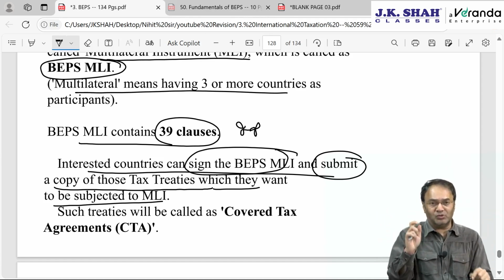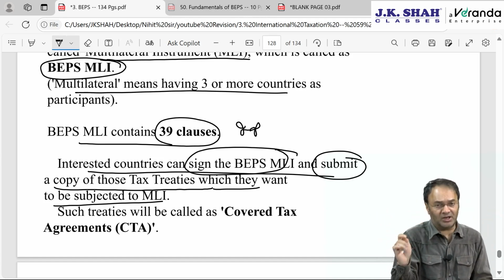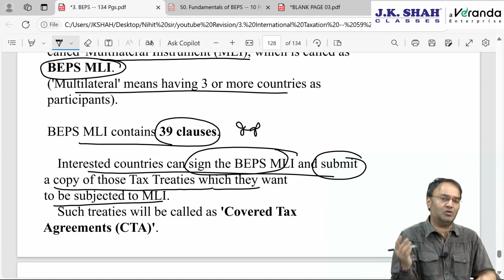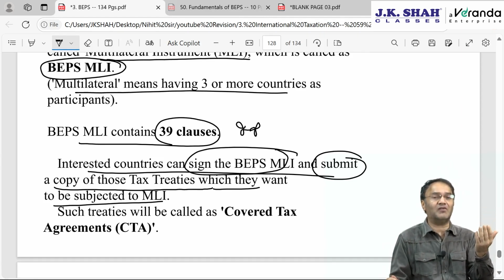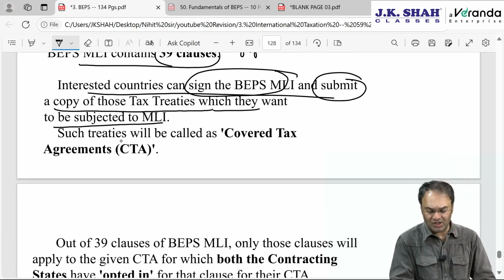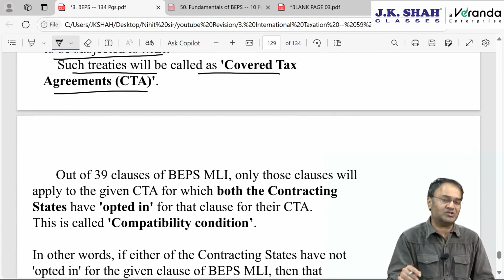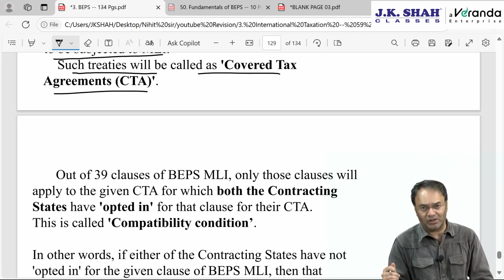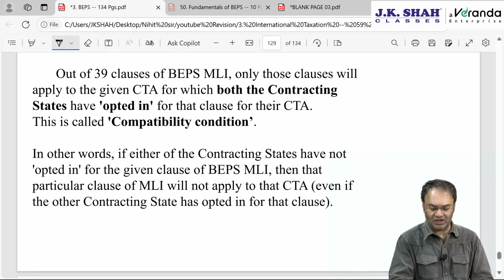So now every time you study any DTAA, you will have to study not only the DTAA, you will have to study the relevant clauses of MLI also. Okay, still all these things are at a developmental stage. Treaties submitted will be called covered tax agreement, but that does not mean MLI will automatically apply. There is something called compatibility test which is yet to be satisfied.